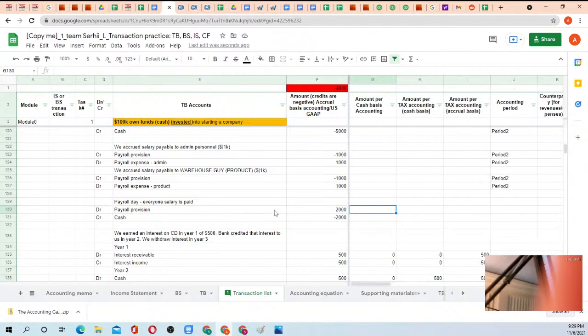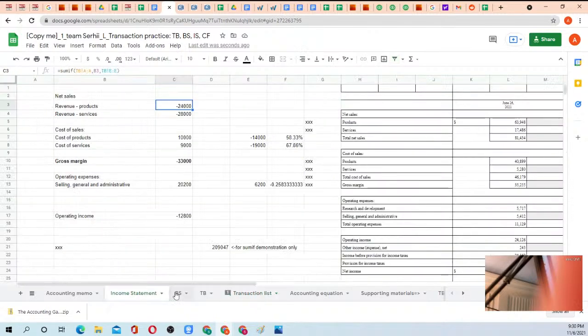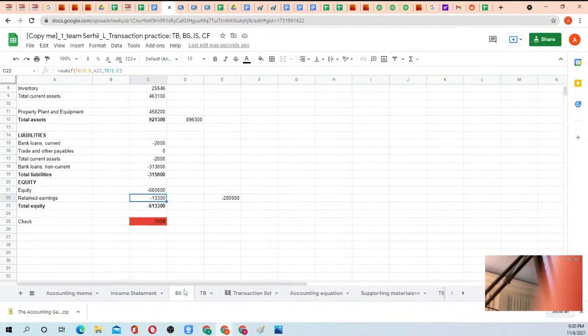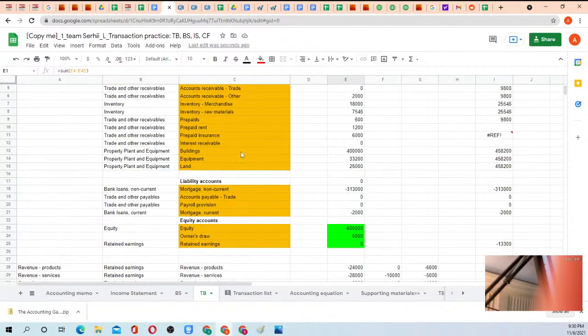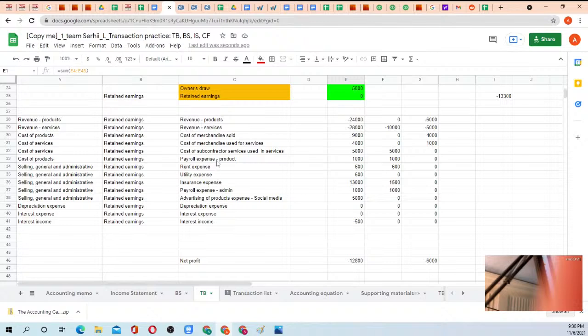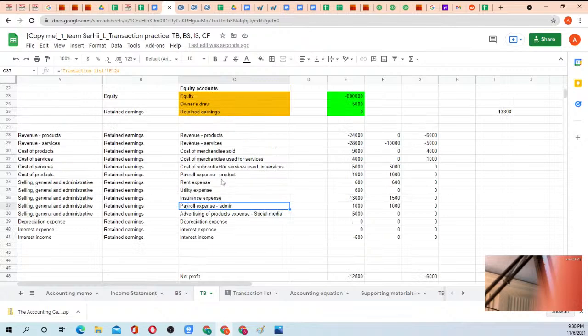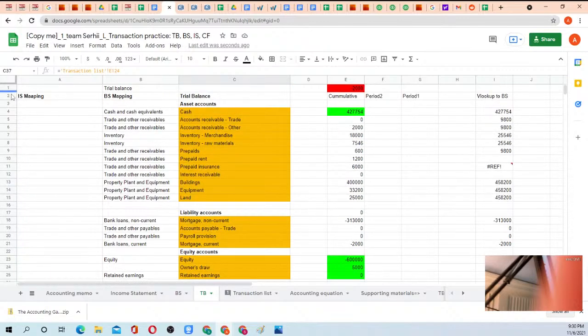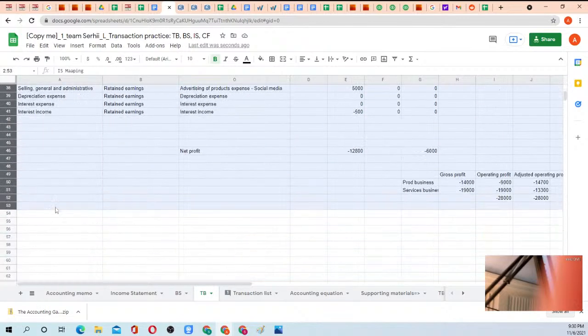Cash, debit, payroll provision. Let's see what I have for payroll provision. Payroll expense, payroll expense. That's interesting. I need to use auto filter here.